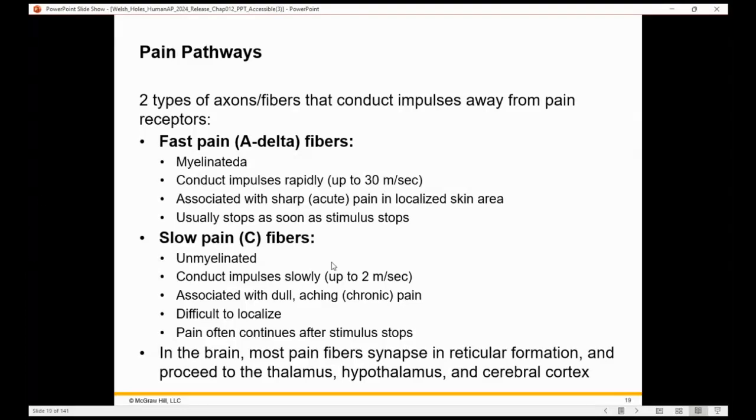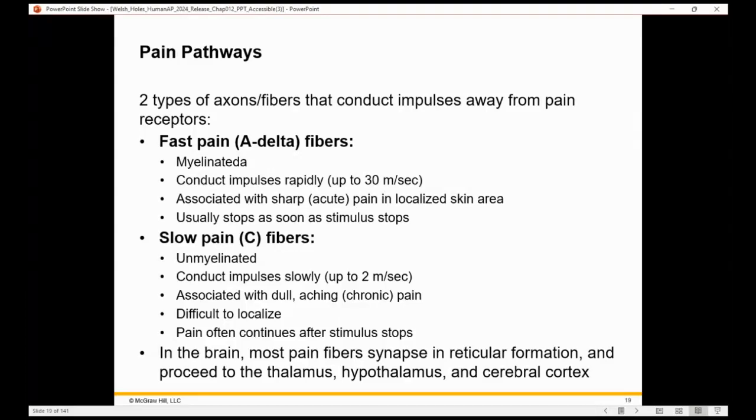The slow pain or C fibers are unmyelinated. They conduct impulses slowly, up to 2 meters per second, and they're associated with dull or aching chronic pain. They're difficult to localize. Pain is often continuous after the stimulus stops.